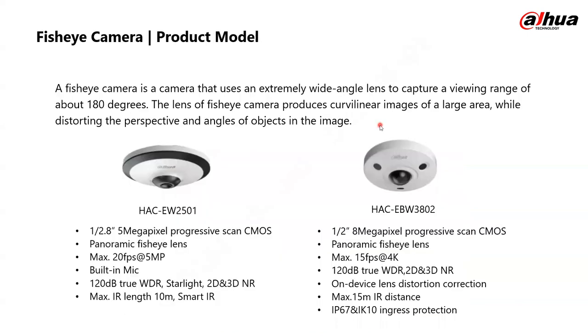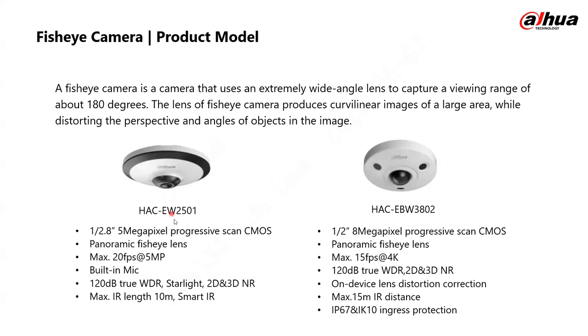Then, from the multi-sensor cameras, take a look at these fisheye product models. The fisheye lenses are meant to give you that wide-angle view of around 180 degrees. These lenses produce curvilinear images of a large area while distorting the perspective in the angles of objects in the image. Though these curvilinear images can be corrected, to ensure that we can clearly get more details on our display screens.